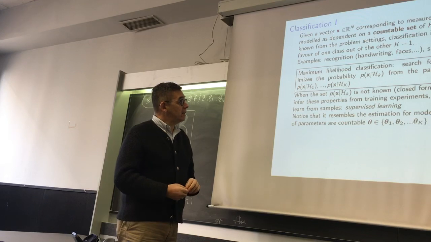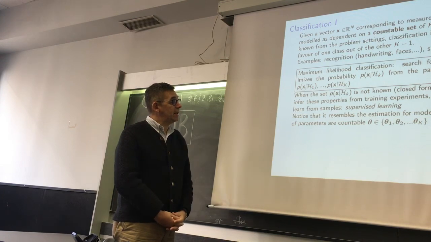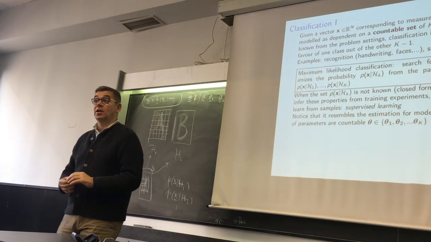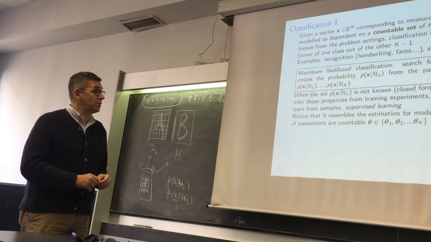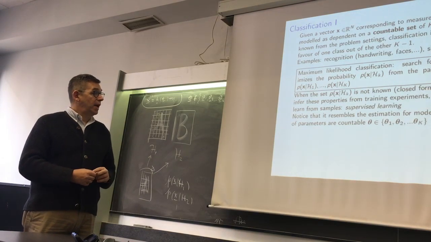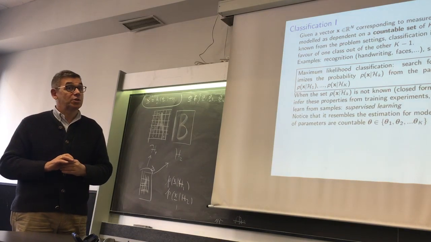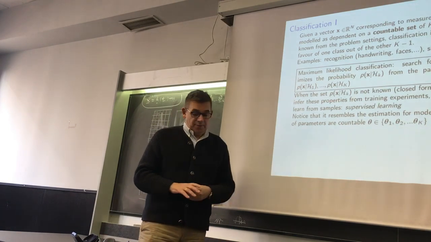Now, in addition, in some cases the probability p(x|hk) is not known, and we need to estimate it from some training. So we need to get some training to estimate the distribution of x. And in case we do it by training, this is called supervised learning. Okay? This is what I was saying.